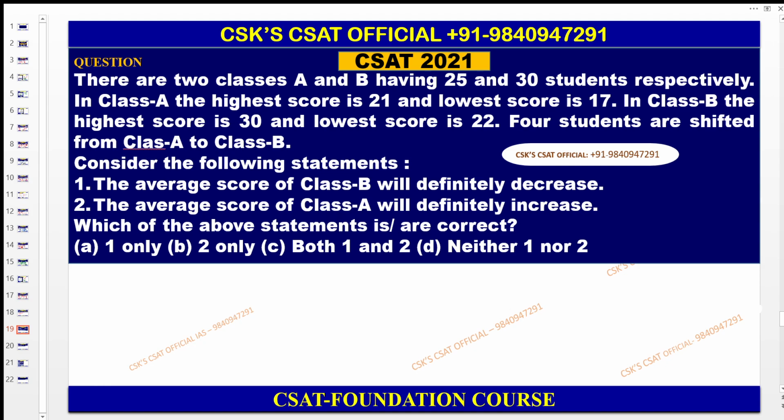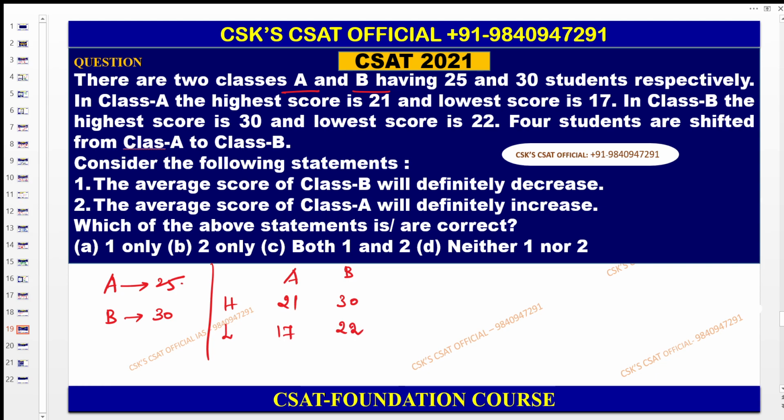There are two classes, class A and B. A has 25 students, B has 30 students respectively. In class A, the highest mark is 21 and the lowest mark is 17. In class B, the highest mark is 20 and the lowest mark is 22.